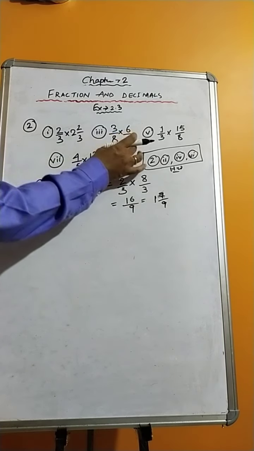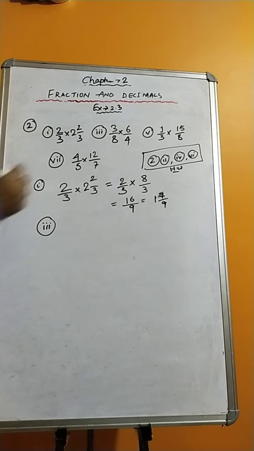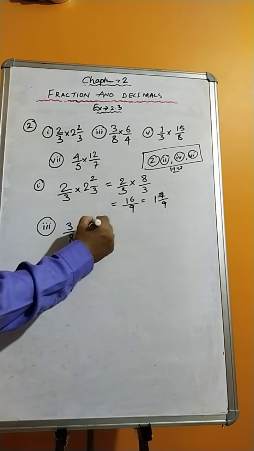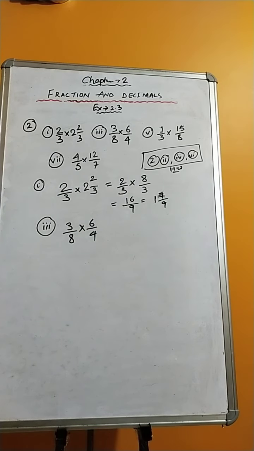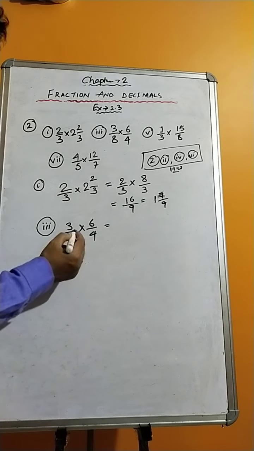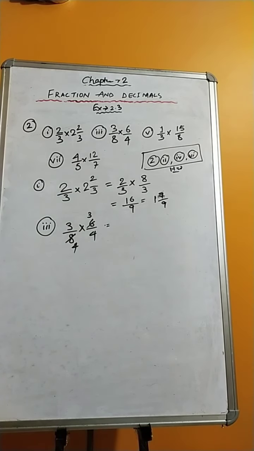Right? So let's do sum number 3. Sum number 3 is what? 3 by 8 into 6 by 4. Now can we reduce, students? Can you see any number which we can reduce? Yes, absolutely right. This 6 and this 8 we can reduce. With which number? With 2. Absolutely right. That is 2 fours are 8, 2 threes are 6.